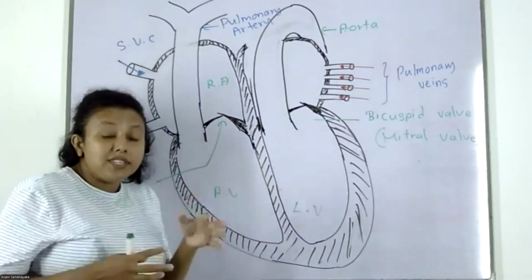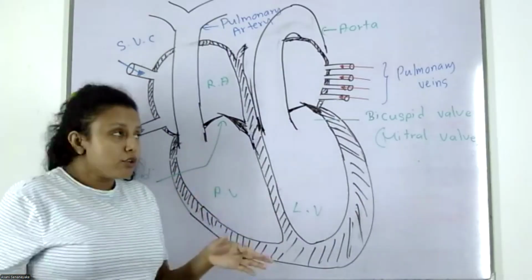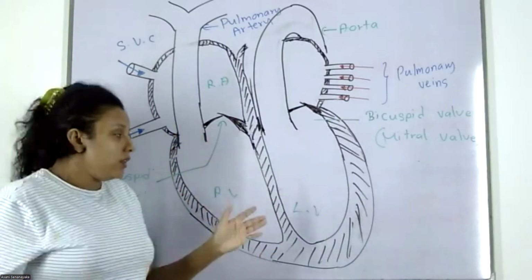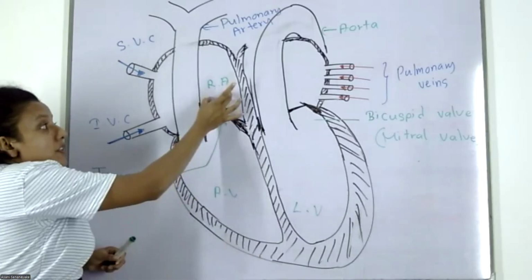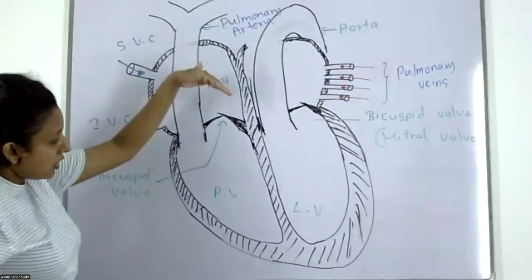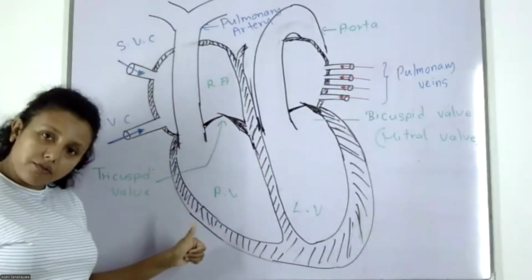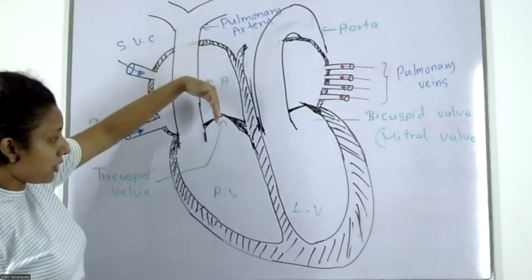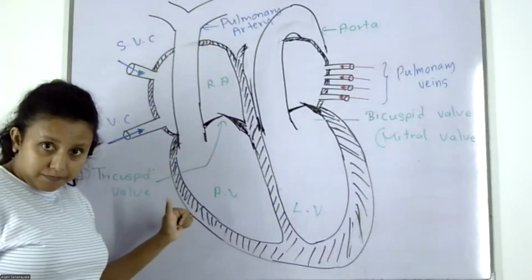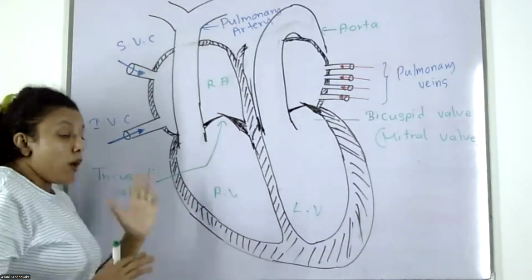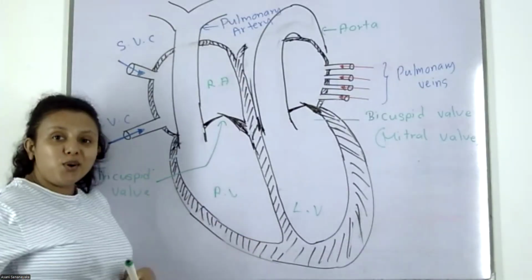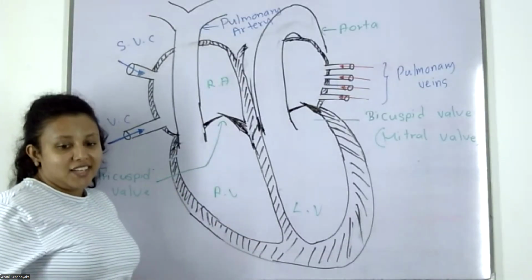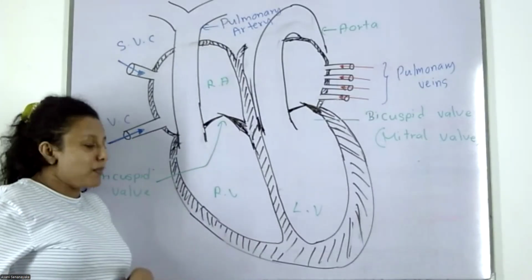I said a valve is like a door, like a gate. So when the tricuspid valve opens, the blood in the right atrium comes to the right ventricle. Then the right ventricle also fills with blood.